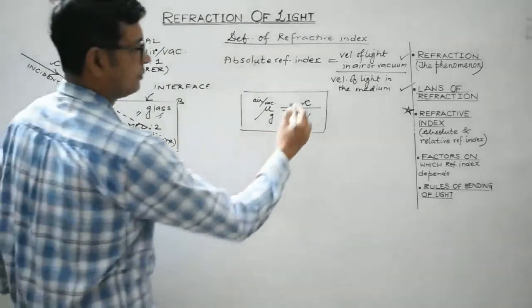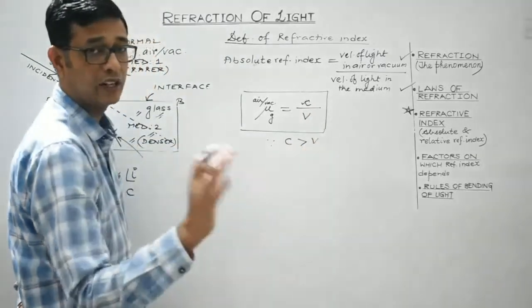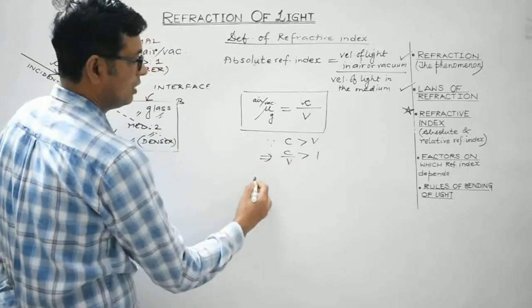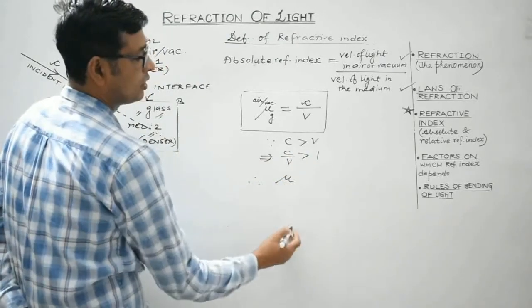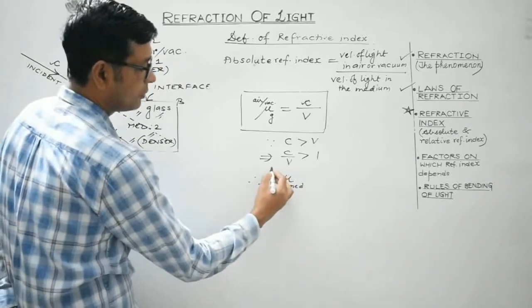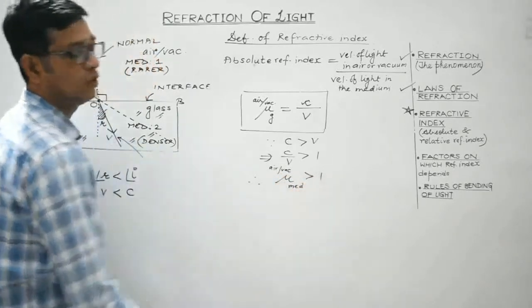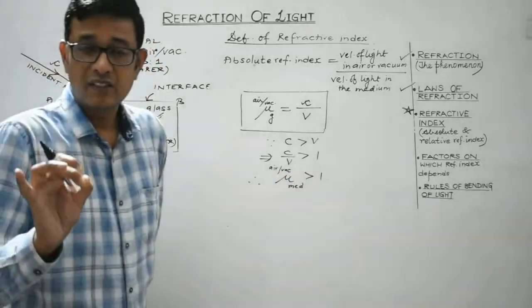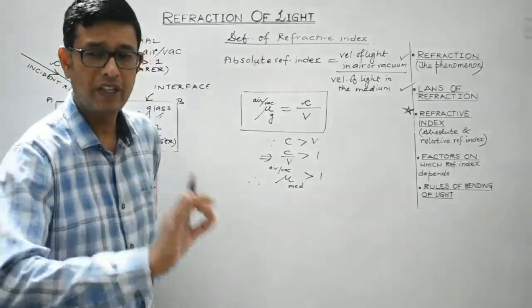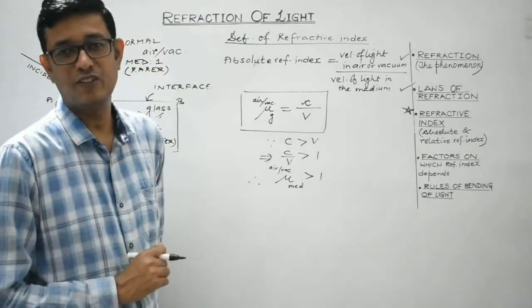So one more thing. Since c is greater than v, velocity of light in air or vacuum is maximum, which implies that c by v is greater than 1. Therefore, absolute refractive index, that is the refractive index of a medium with respect to air or vacuum, is always greater than 1. Students, the value of absolute refractive index of a medium is always greater than 1.